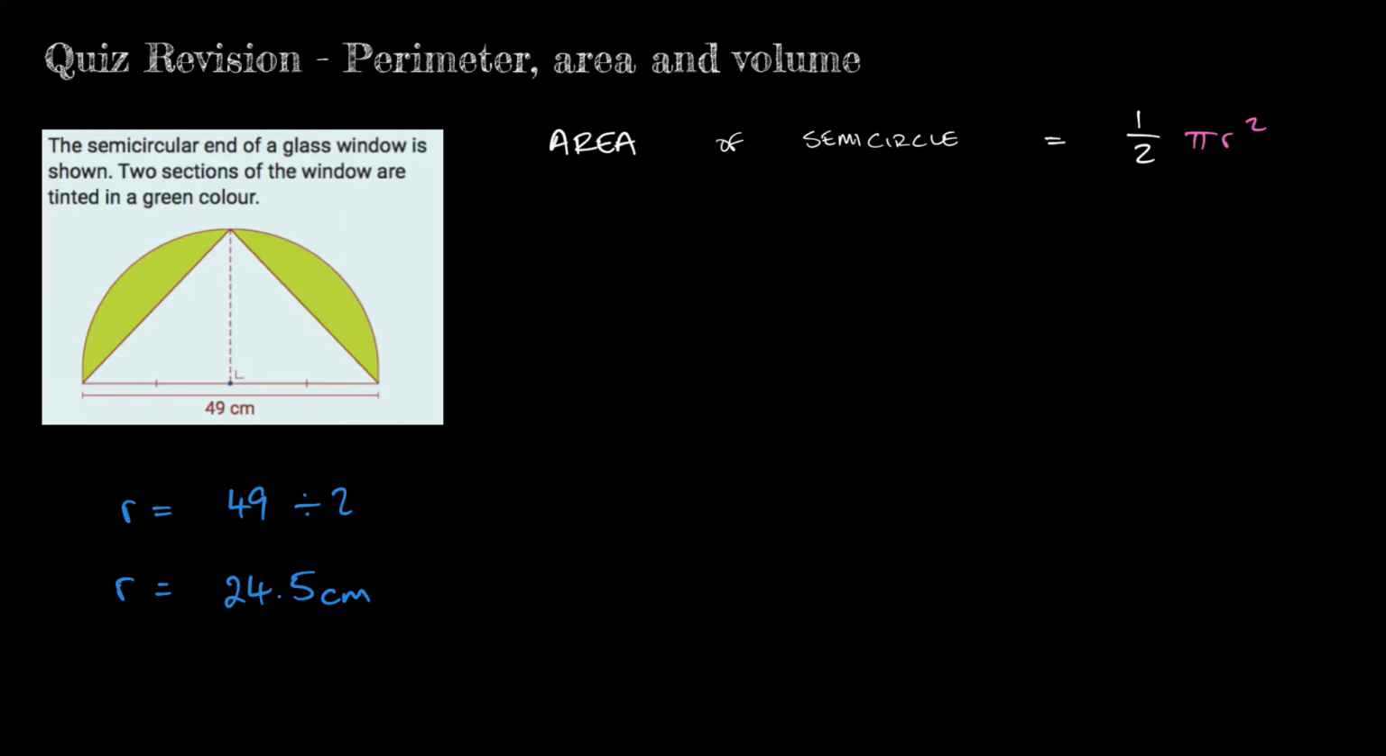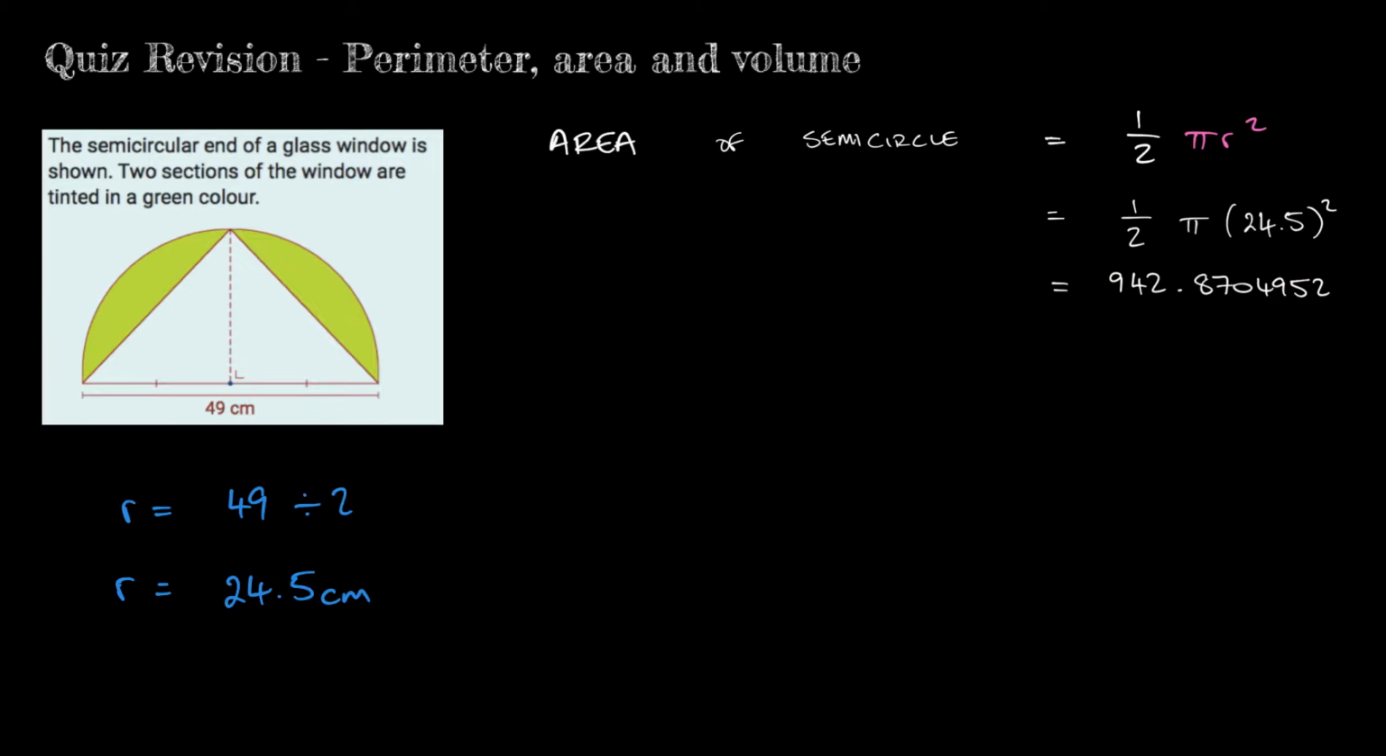So we can fill all that in up here, and we can say 1/2 of pi, and instead of r we can say 24.5 squared. Type that all into a calculator: 1/2 pi times 24.5 squared, and it gives you an answer of 942.8704952. Okay, so that is the area of the semicircle.